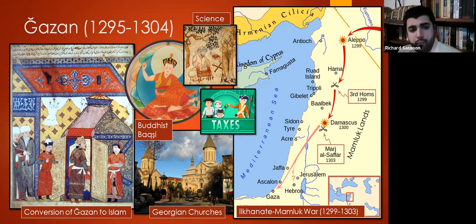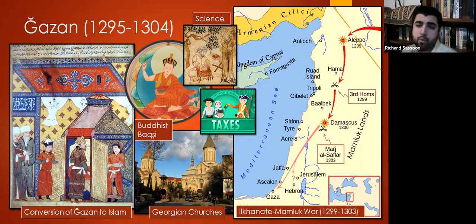And moreover, he created a level of religious toleration similar to that of his predecessors while being a Muslim. At the same time, his conversion to Islam did not mean that he would abandon the typical Mongol enemy, being the Mamluk Sultanate, right? And so he invaded the Mamluks in 1299.